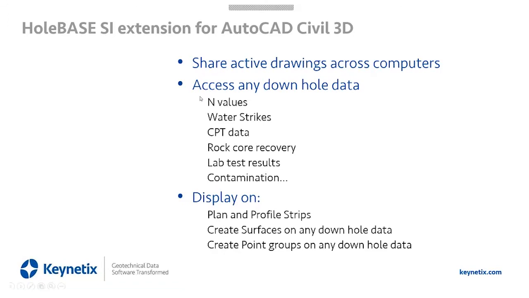Then there's all this additional downhole data. I've put five or six values here. In our database, there's probably about 2,000 extra categories of information that you can actually access and show if you want to. So all your lab test results, all your in situ test results, all that information you can pull and show and access either as 3D surfaces, or you can generate log strips with all that information on.